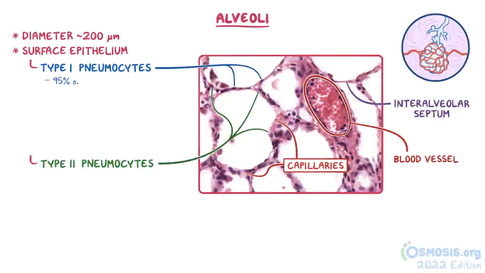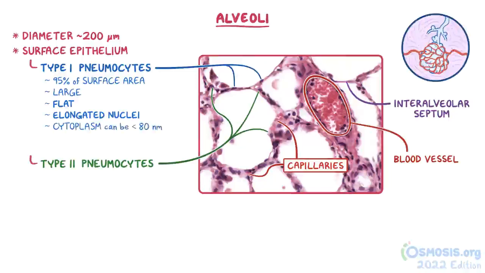About 95% of the alveolar surface area is composed of type 1 pneumocytes, which also forms the alveolar part of the air-blood barrier. These cells can be identified by their large, flat appearances and elongated nuclei. Their cytoplasm is very thin, which can be less than 80 nanometers in thickness, and the cells form tight junctions between themselves and neighboring cells.